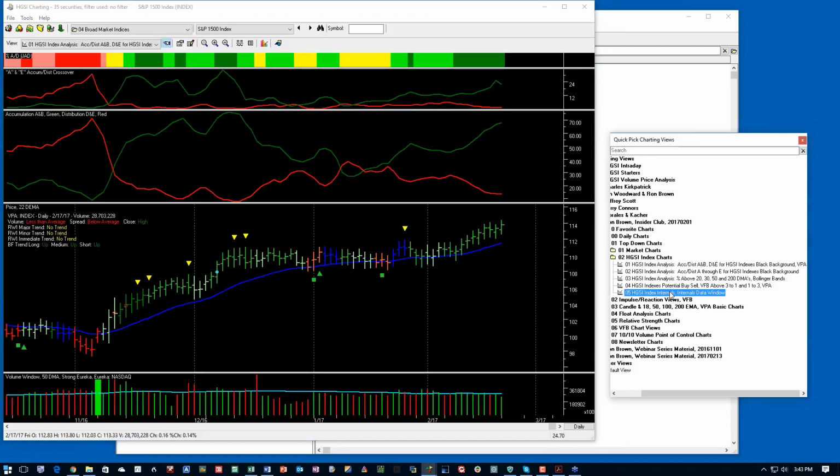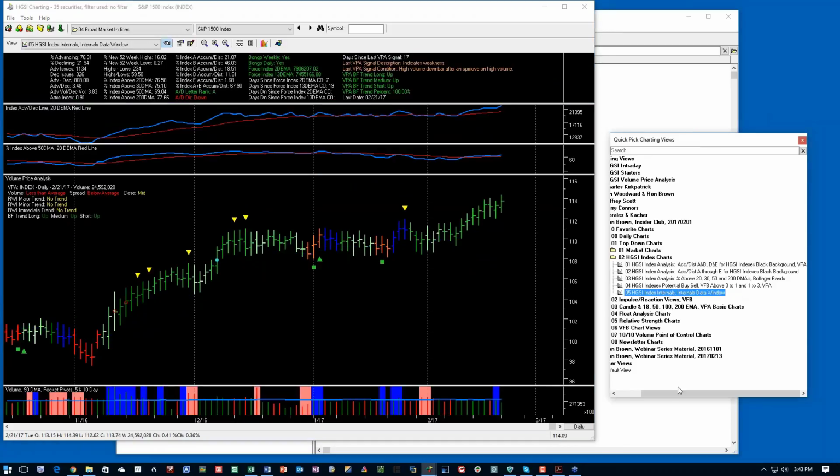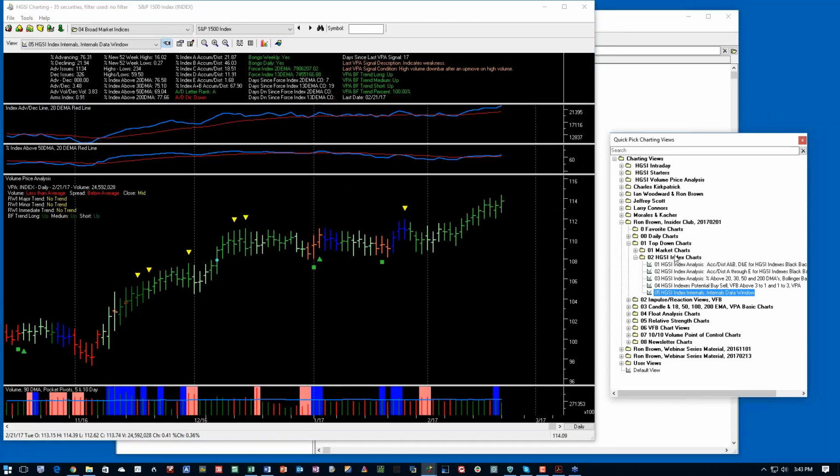Now I'm going to look at one more chart here. By the way, for the Insider Club members, these are all in the top-down charts view. There are 5 index charts here, which I look at. I'm not going to take the time to go through all of them. I just don't have time to do that.